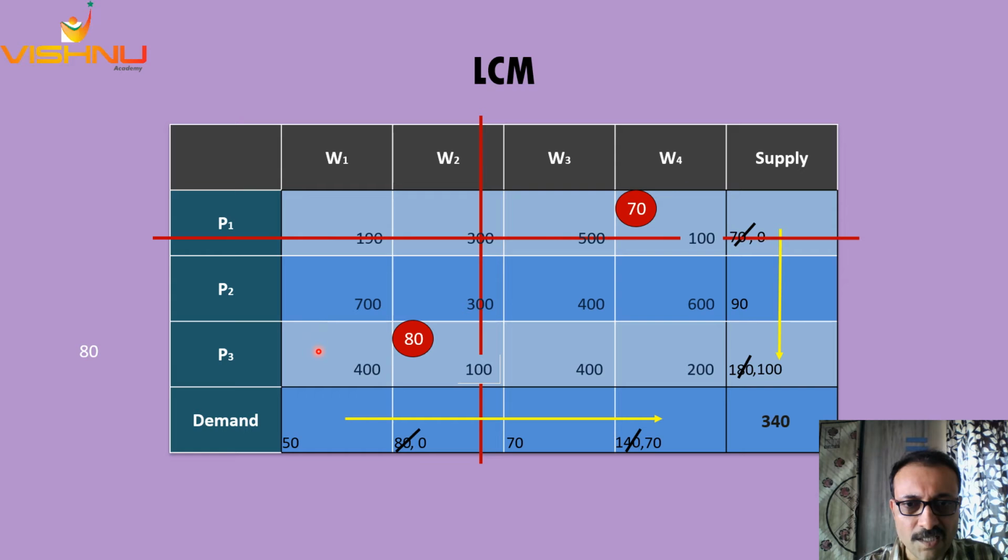Have a look at the remaining cells. We have 2 plus 2 plus 2, 6 cells, out of which I can see that cell P3W4 has the least cost, which is 200 in this particular case. We identify this particular cell. And how many units can we transport to this particular cell? 70 possible in the column, 100 possible according to the row. So a maximum of 70 is definitely possible.